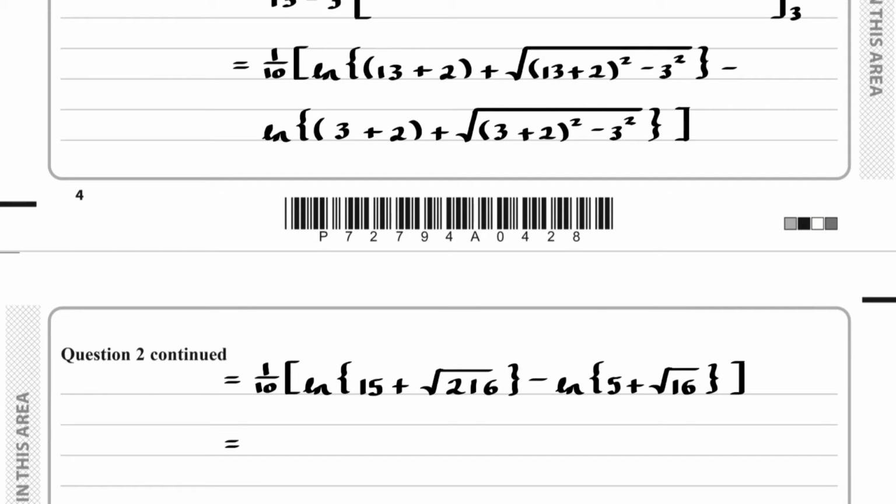And if we work all of this out by using the subtraction law of logs, we end up with 1/10 multiplied by the natural log of (5 plus 2 root 6) over 3. So the mean value is 1/10 times the natural log of (5 plus 2 root 6) over 3.